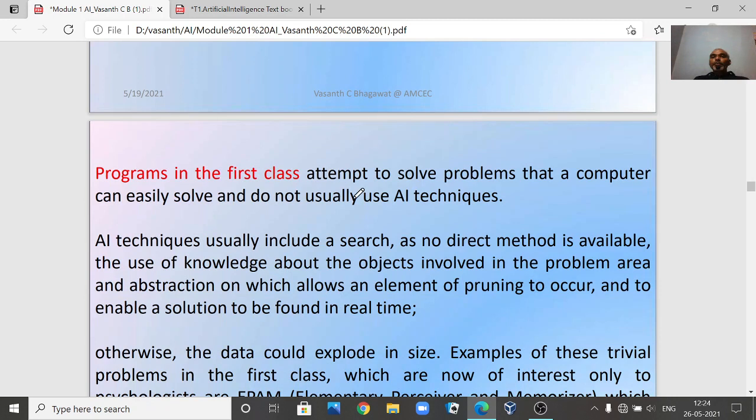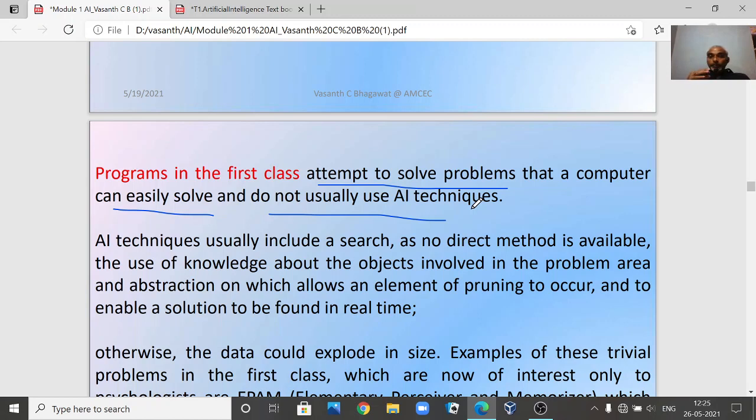In the first type, we attempt to solve problems that computers can easily solve and that do not require an AI technique. We don't require any AI technique, and no intelligence is required. When we say AI technique, we have already seen that it uses search. One of the important parts of an AI technique is first search, the second is knowledge, and the third is abstraction. These are the three important things.